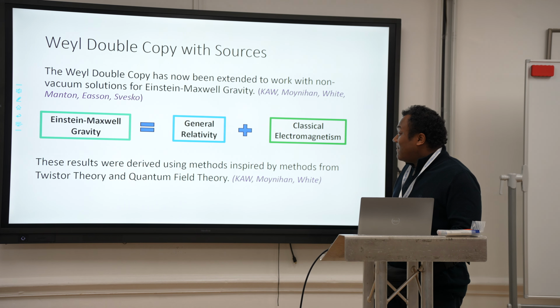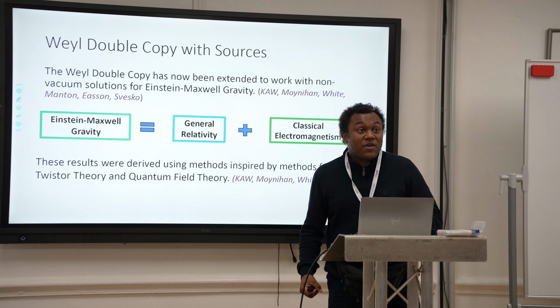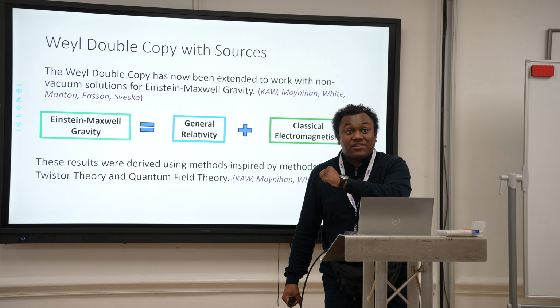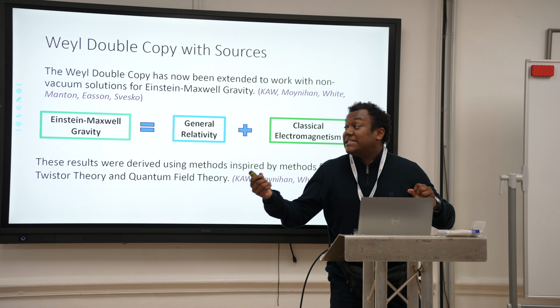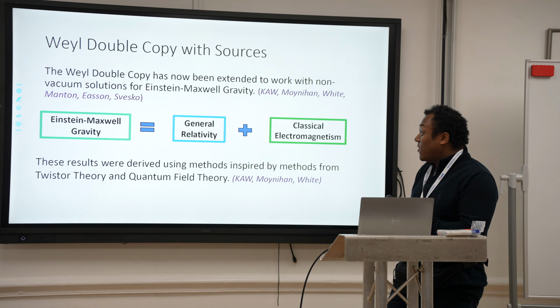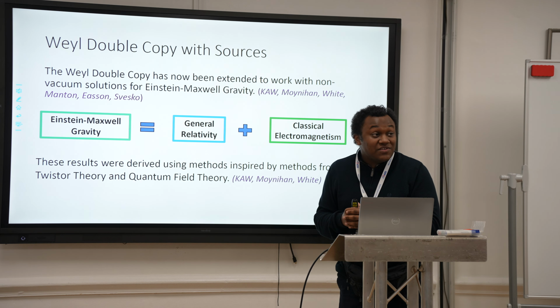So Einstein-Maxwell gravity does general relativity, but you allow your energy momentum tensor to be non-trivial, and you also allow it to be either electrically or magnetically charged. In this case, you can actually show that for non-vacuum solutions in electromagnetism, we can nicely map them through this double copy process to non-vacuum solutions in Einstein gravity.